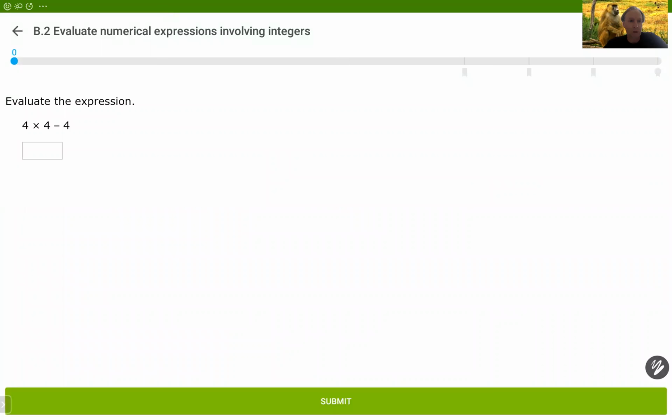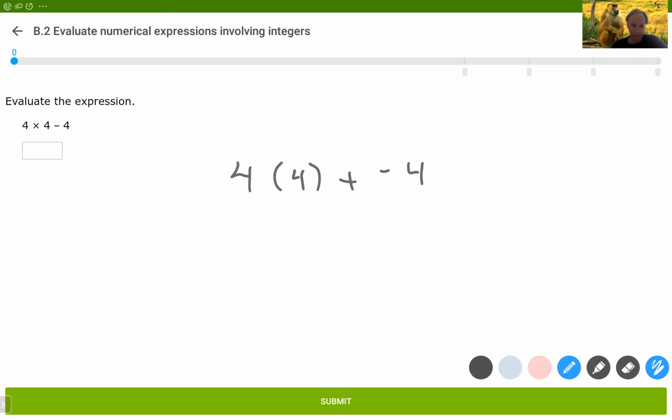Okay, we do have to multiply before we subtract. Once again, I don't do subtraction. I think of this as plus a -4. So what we've really got here is 4 times 4. I prefer parentheses instead of x's, plus -4. According to order of operations, we do the multiplication first. And of course, that's 12.